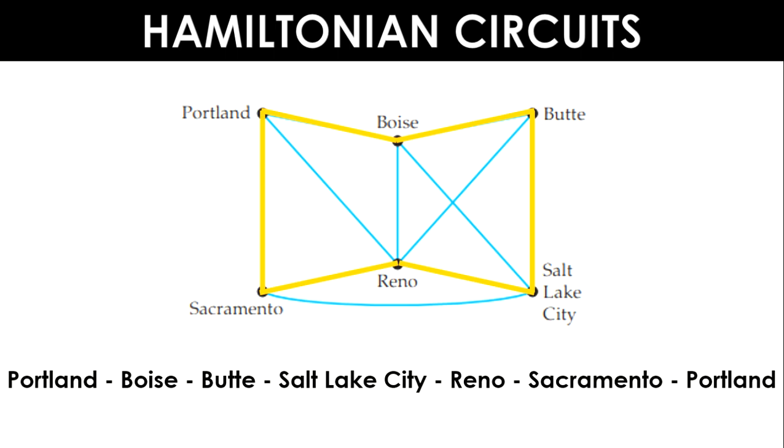As you notice here, we've visited each vertex once, except for the starting point. And take note, we don't need to visit all the edges. All we need to do is visit each vertex once. So you can start with Portland, then Boise, Butte, Salt Lake City, Reno, Sacramento. As you can see, we have a Hamiltonian circuit. Another example.